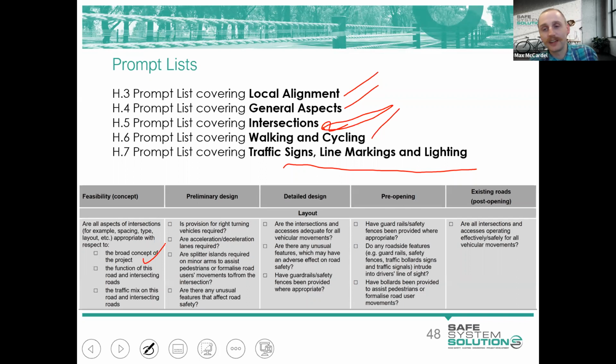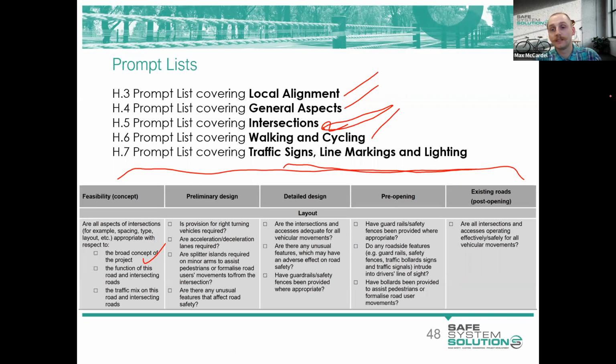The also useful thing about the way that the prompt list has been set up is splitting it up into the different design stages, as you can see there, starting from feasibility, preliminary, detailed design, pre-opening, as well as existing conditions. So you can clearly articulate which prompts you should be reviewing as part of your particular audit.